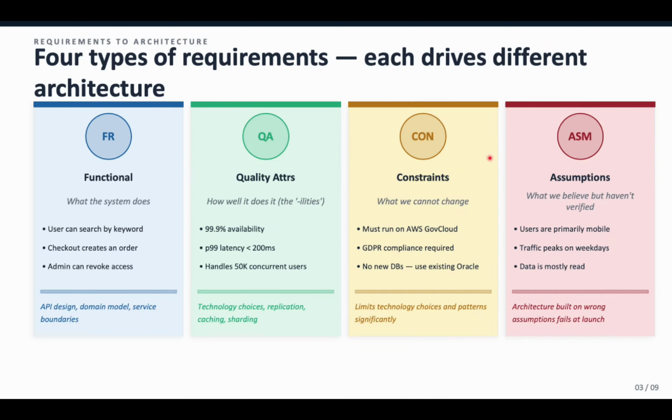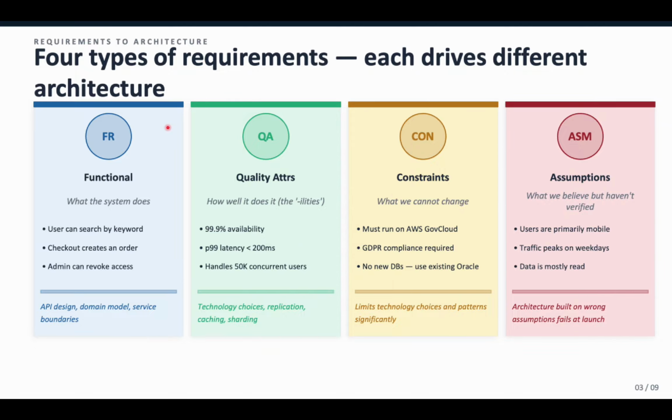Before you can translate a requirement into an architecture, you need to understand what kind of requirement it is, because different types of requirements drive completely different architectural decisions. We already talked about different types of requirements earlier in the course. We saw that there are functional requirements, non-functional requirements and some quality attributes as well, but we didn't cover all these types. So there are 4 types of requirements, and let me walk through each one of them.